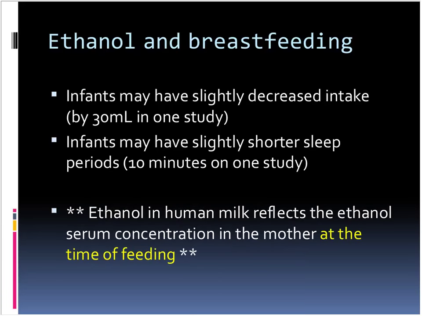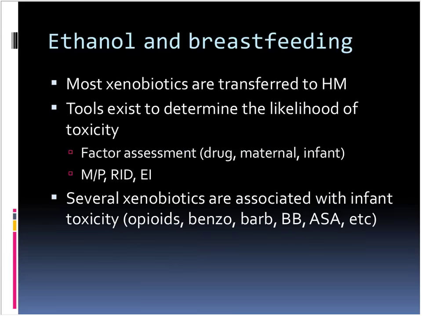So there is some evidence of some mild acute toxicity. Infants have slightly decreased PO intake and slightly shorter sleep periods, but it would be difficult to expose an infant to enough ethanol from breastfeeding to cause true acute toxicity that is life-threatening.